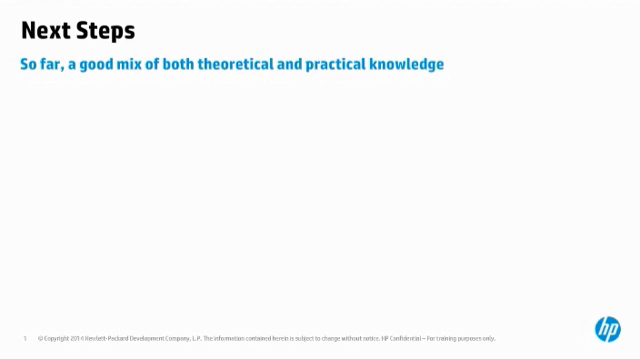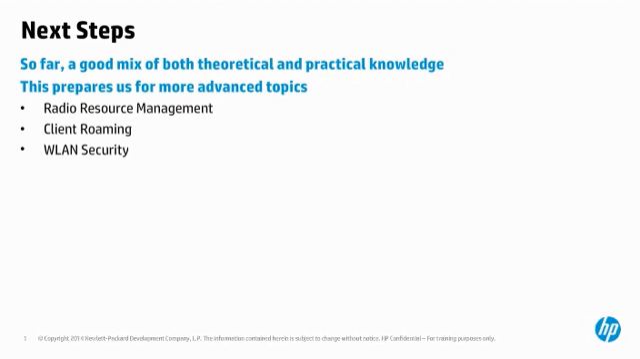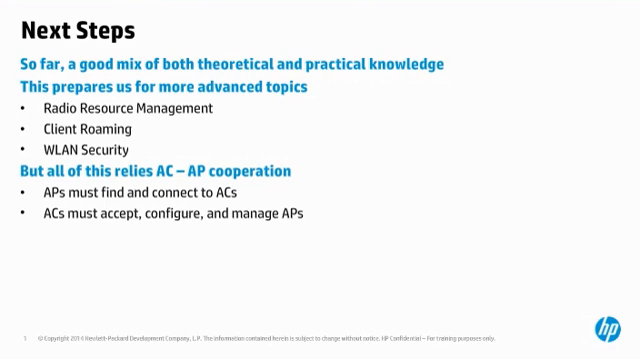With the 6 sessions covered so far, you should have a good, well-rounded understanding of both WLAN theory and concepts, as well as practical deployment and configuration. This then prepares us to learn about more advanced topics such as radio resource management, client roaming, and WLAN security. All of these more advanced topics rely on tight integration and cooperation between access controllers and access points. In the next session, you'll learn how APs find and connect to ACs, and understand how to ensure that ACs properly accept, configure, and manage APs.